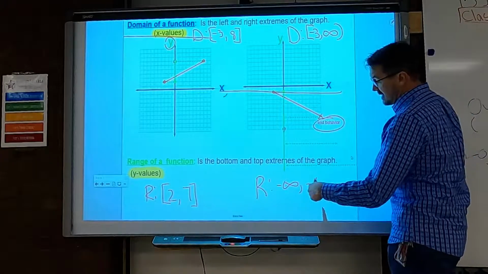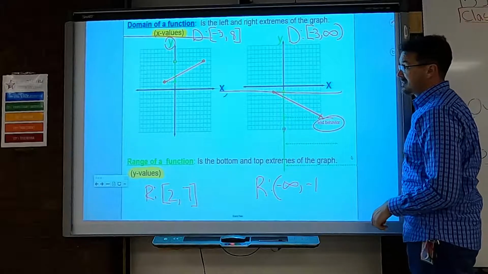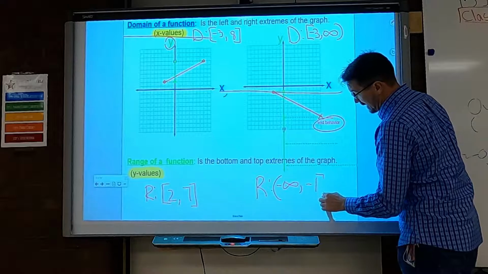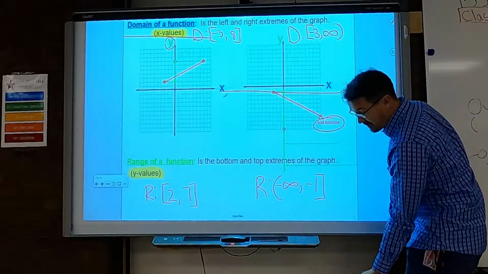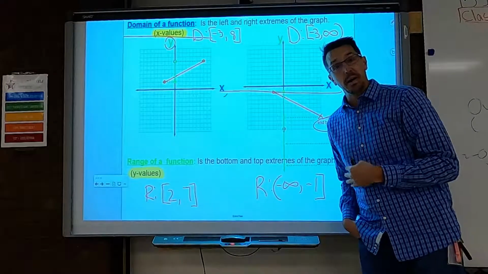And then I go back and say, is infinity ever included? And the answer is no. But is it included on here? Well, this is a filled-in circle, so this becomes a bracket. So my range is from -infinity to -1. And in this way, I've listed the entire domain and the range.